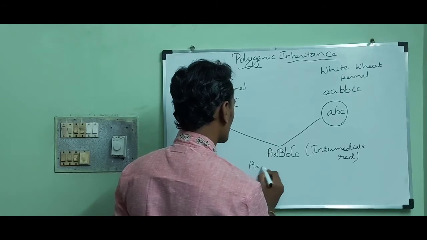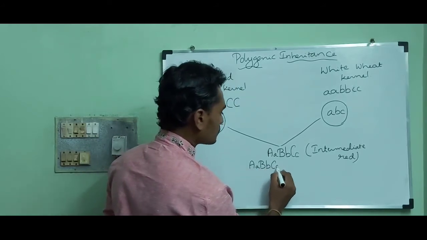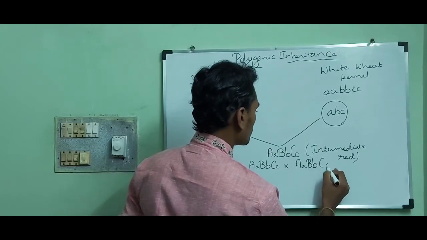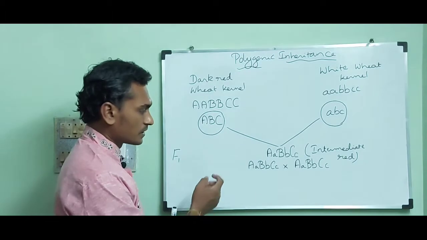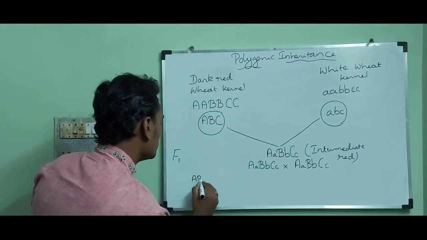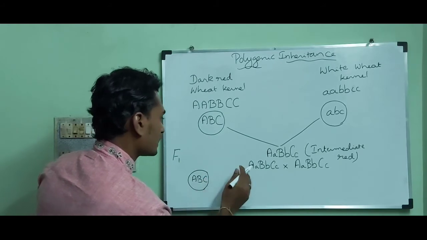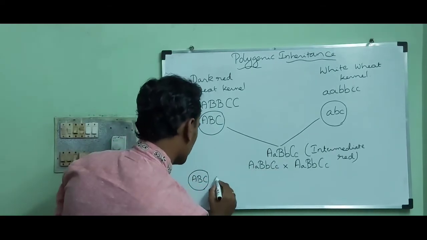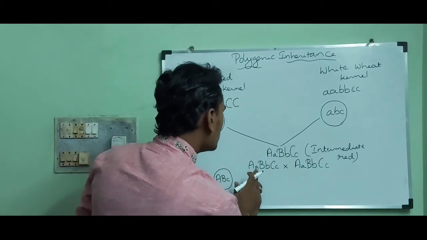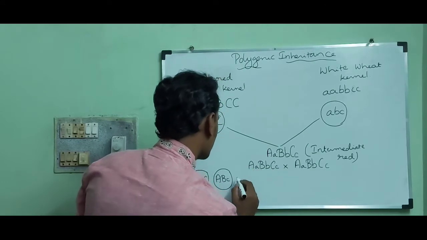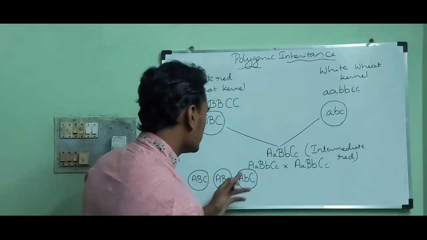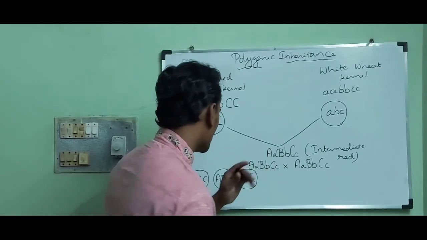Then the F1 generation is allowed to self-pollinate. So capital A, small a, capital B, small b, capital C, small c crosses with capital A, small a, capital B, small b, capital C, small c. Then I am going to produce gametes for these two individuals: capital A, capital B, capital C; then capital A, capital B, small c; then capital A, small b, capital C; then capital A, small b, small c.